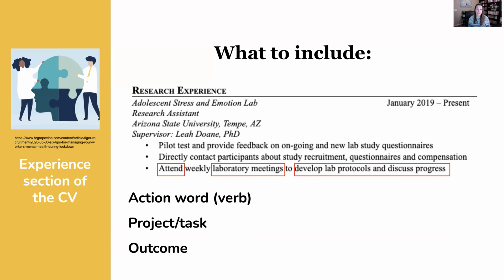So this is saying, instead of just saying, oh, I went to lab meeting, right? Okay, well, that's nice, right? But this is telling me the action and then the outcome. So you understand, well, what was the purpose of the lab meetings and did you contribute? And so this tells me this person was active in their lab and they're discussing progress and what's happening within the different studies they're working on and developing lab protocols. Well, that's a really great skill. So again, action word, project or task, and outcome. So we'll show you another example.